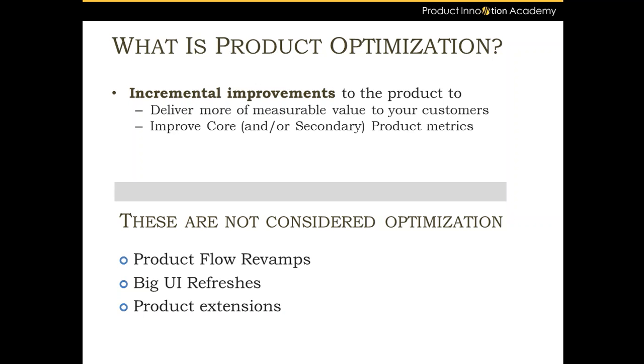And what we don't consider as optimization are huge product flow revamps and new product extensions, where you're addressing new use cases, whichever takes a lot of time to implement.